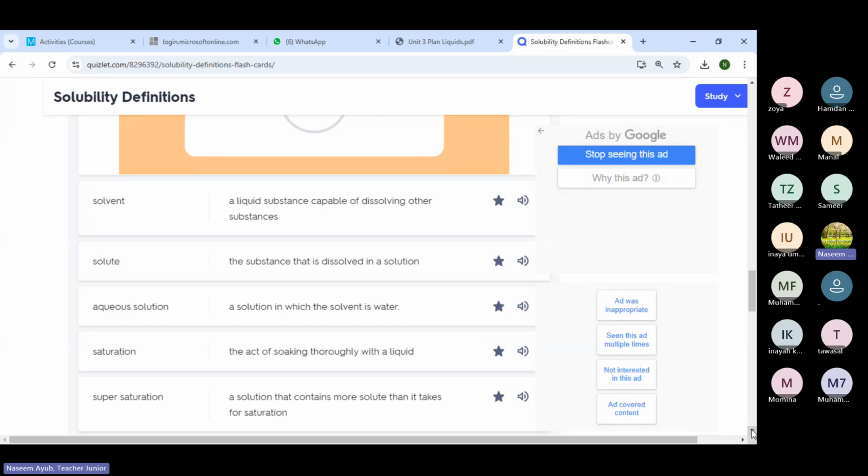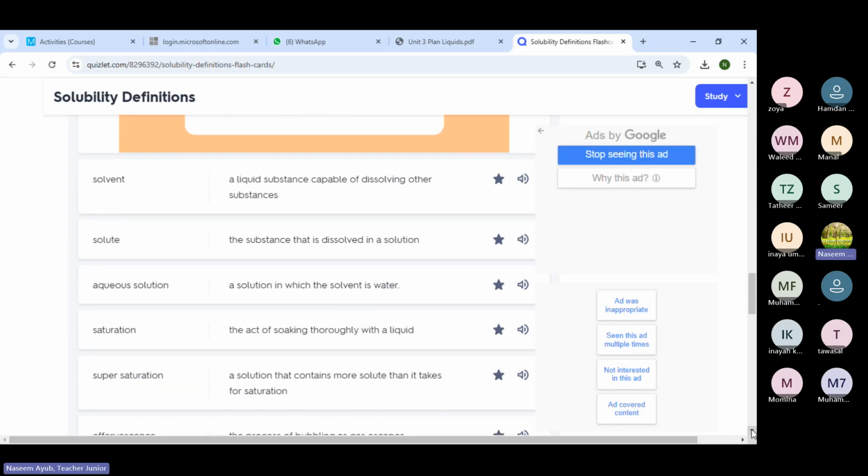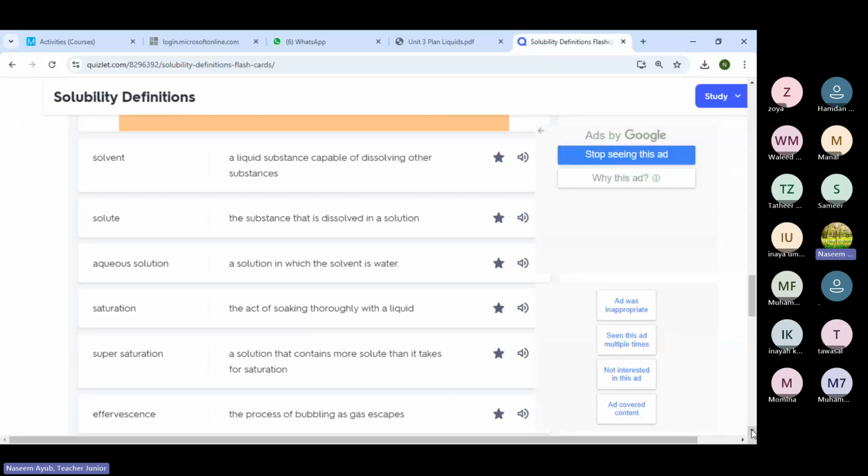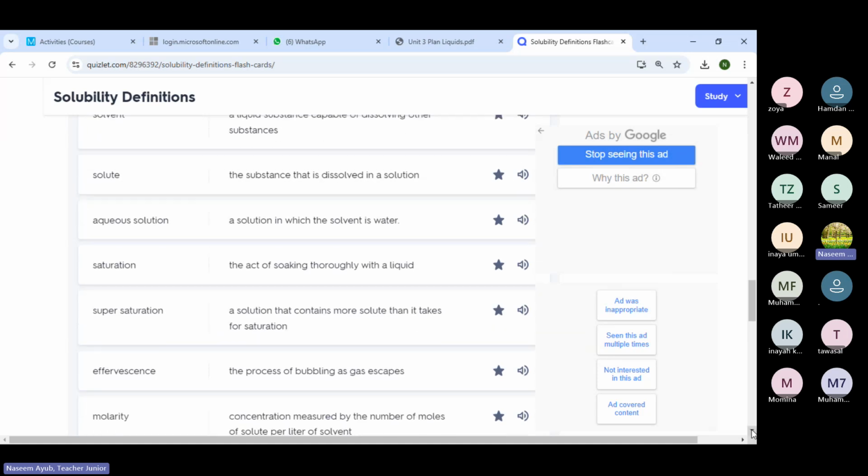Solvent, that is a liquid substance capable of dissolving other substances. Solute, the substance that is dissolved in a solution, you are already aware of it. Aqueous solution is that type of solution in which the solvent is only water. Like the solvent can be another liquid as well, so if the solvent is water, it means it's an aqueous solution. Saturation, the act of soaking thoroughly with the liquid, is called saturation. Supersaturation, a solution that contains more solute, like we have created a supersaturated solution as well.